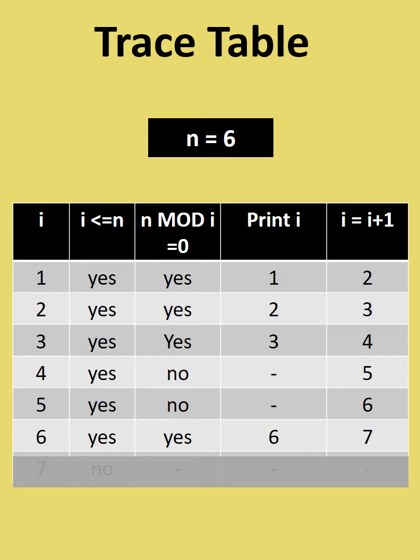And when we reach more than the last limit, 6 plus 1 is 7, when I start with 7, it will quit my flowchart and give us the result. You can see from the column print I got all the factors 1, 2, 3 and 6 of the number n, which is 6 in my case.